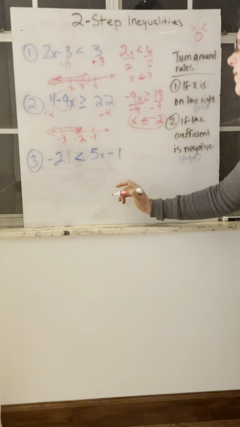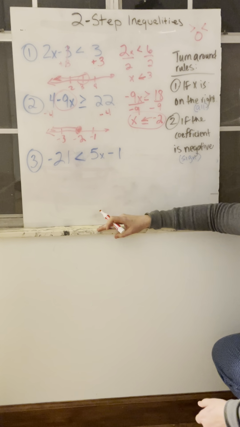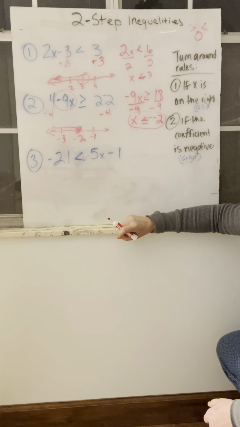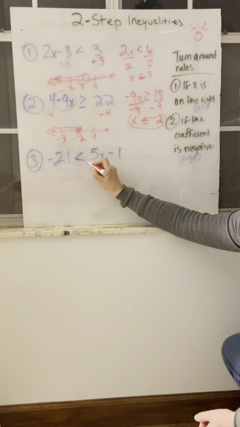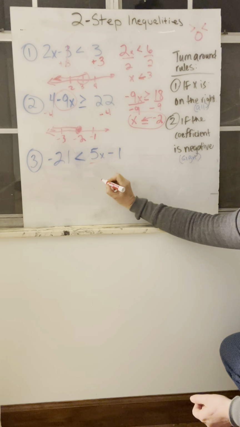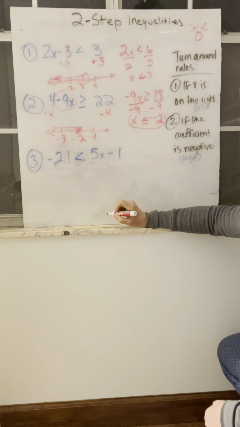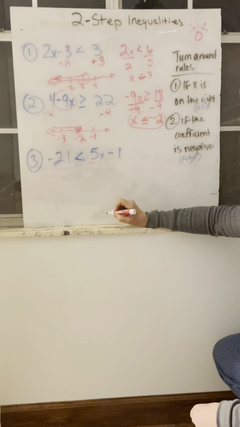So if you notice, I have negative 21. That's okay. That doesn't matter. That doesn't make us turn it around. It's this side, right, that matters, the coefficient, okay? That's what needs to be negative or positive, and that's what determines if we flip the sign or not.